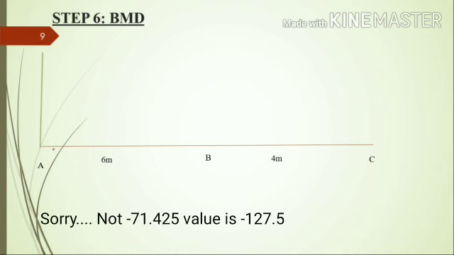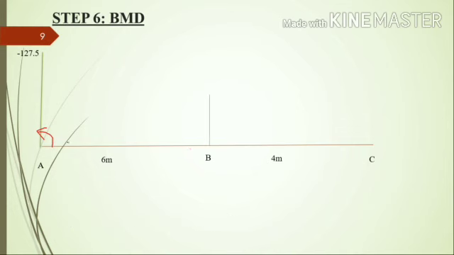Then draw the bending moment diagram. First draw the baseline, and mark all supports and the dimensions, the lengths of spans. Then first draw the end span moment. For span AB, the moment is minus 127.5. Minus means the AB member is rotating in the anti-clockwise direction, so we get the value on the above side of the baseline. So mark minus 127.5.